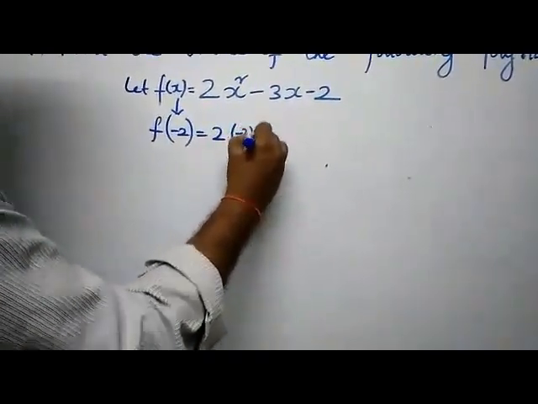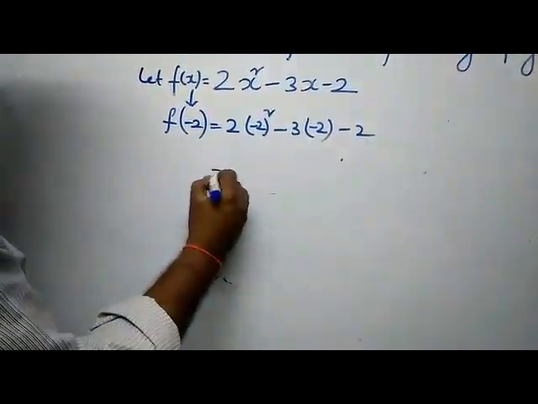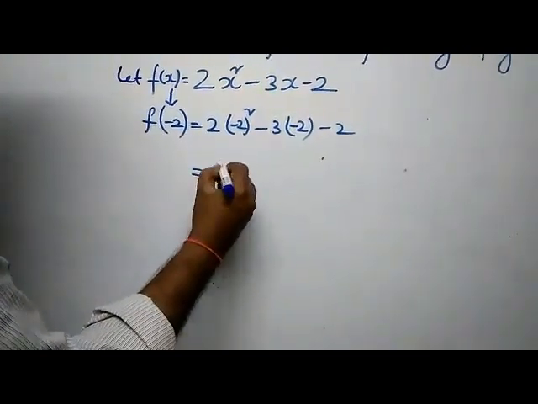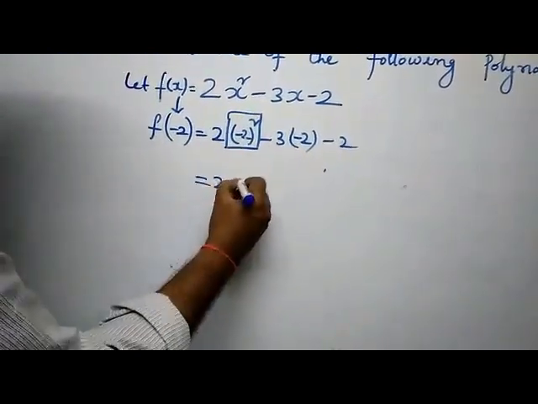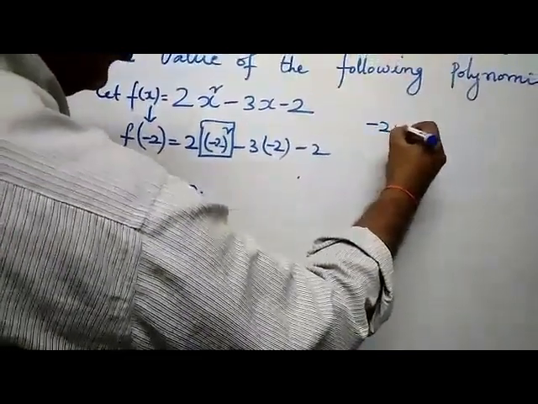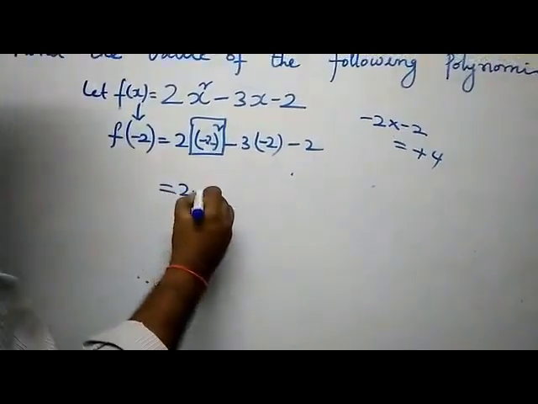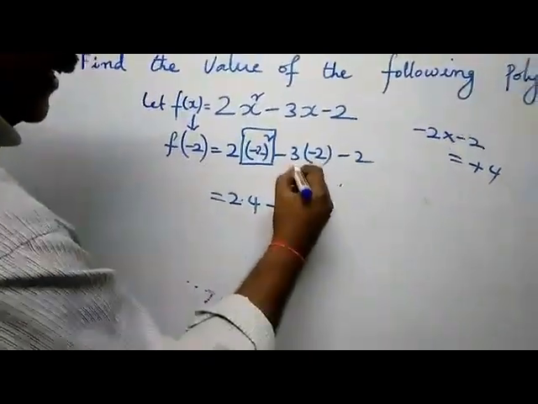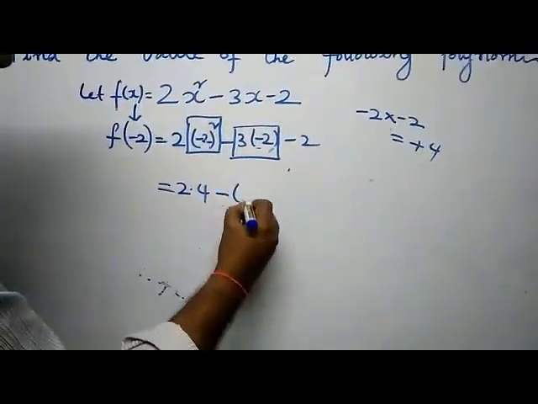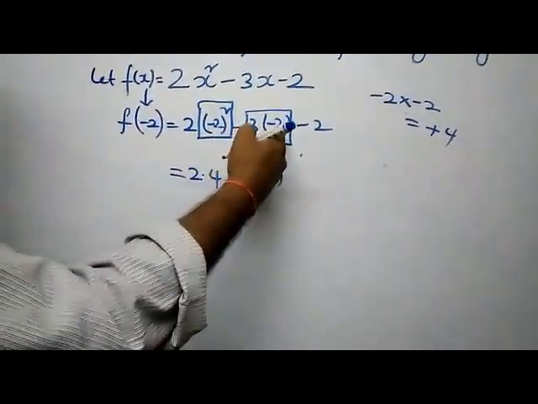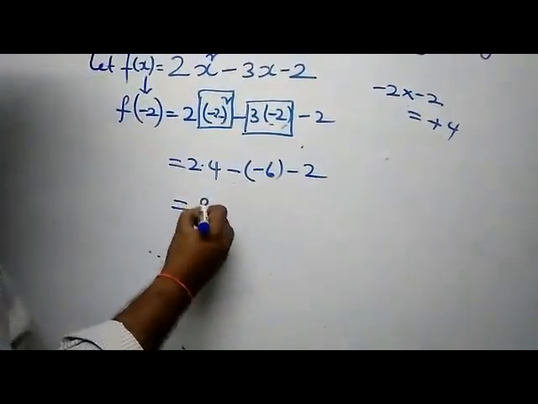2 into minus 2 whole square minus 3 into minus 2 minus 2. That is equal to 2 into, first you should simplify this part. Minus 2 square is nothing but minus 2 into minus 2, that is nothing but plus 4. So 2 into 4, minus, here this part I have to simplify. 3 into minus 2 is nothing but minus 6. Minus 2. 2 fours are 8.